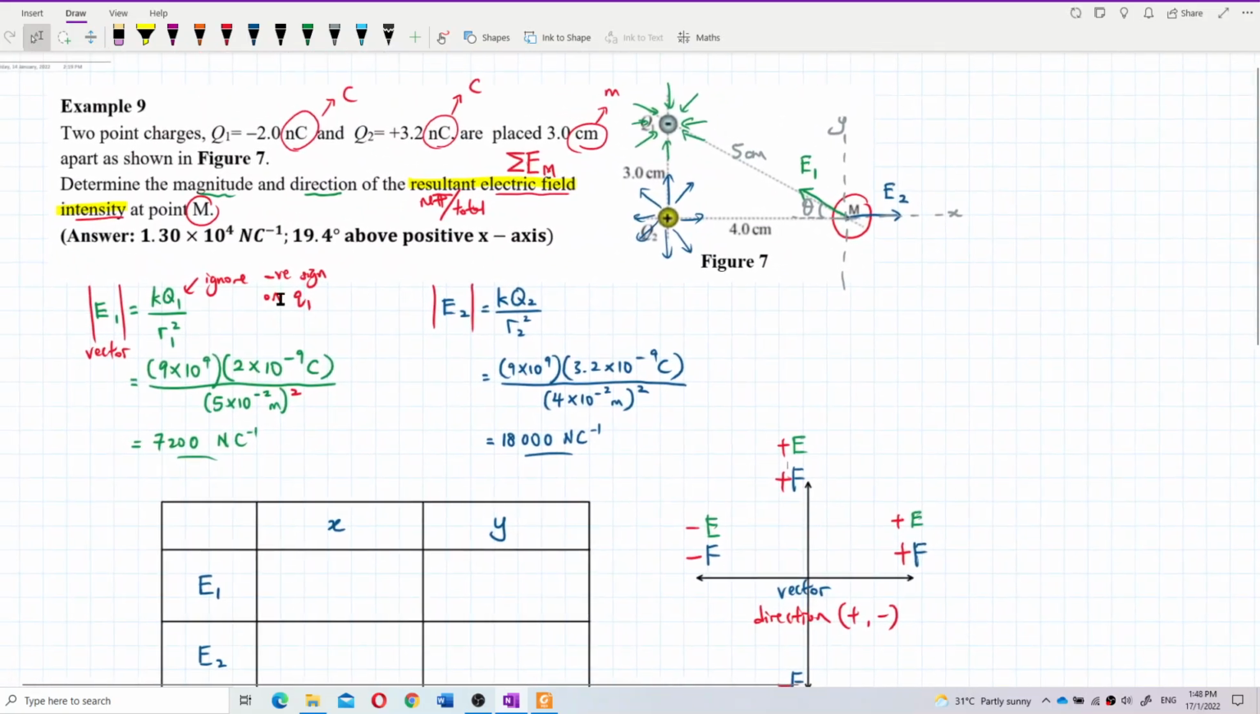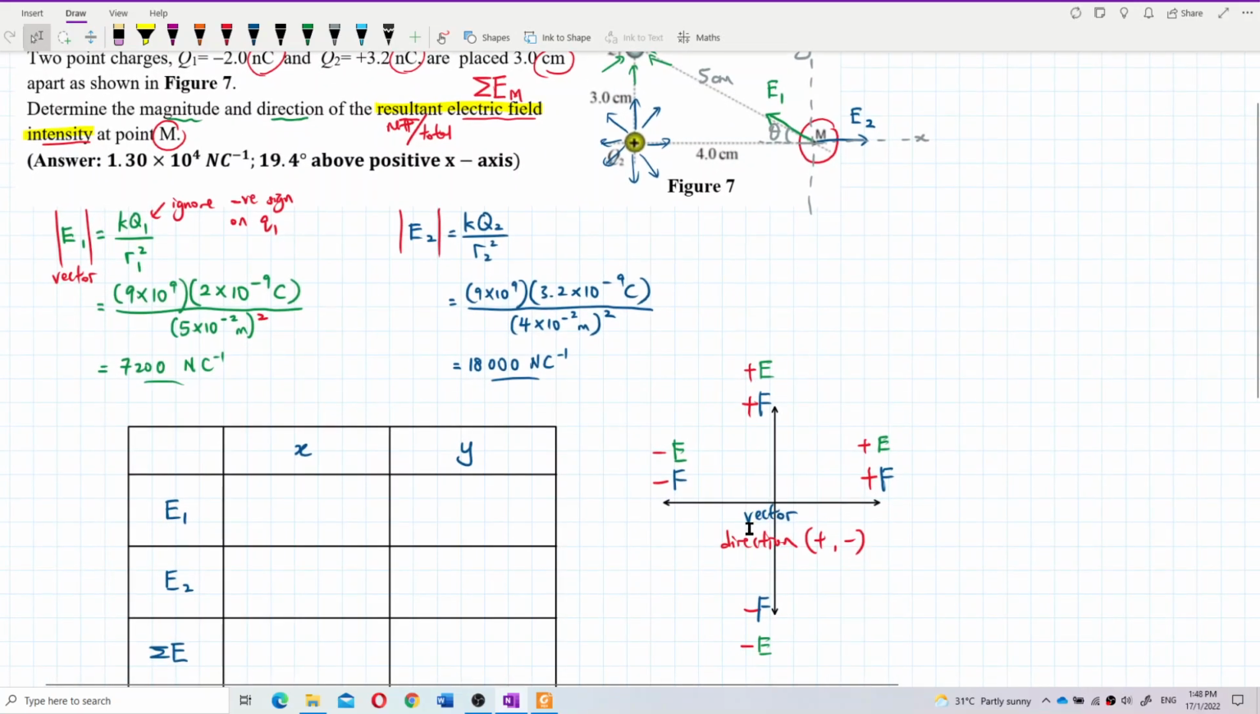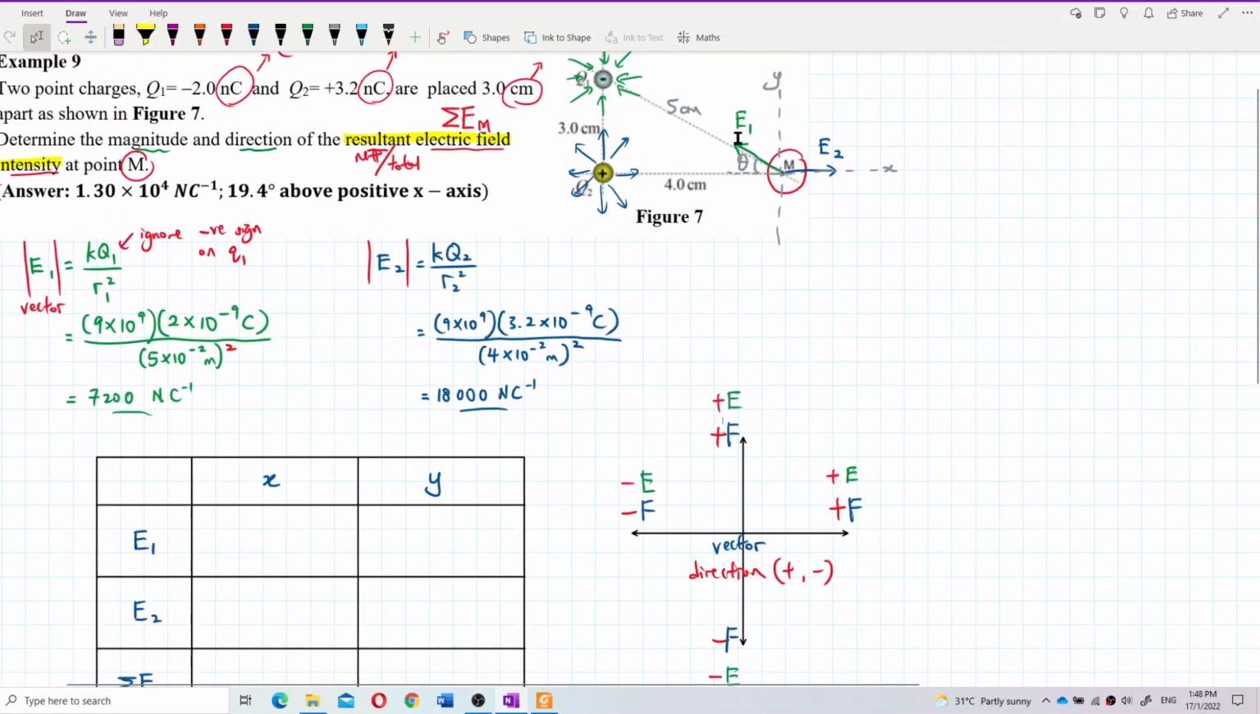Even though we don't include the negative sign of the charge when we calculate the magnitude, when we talk about direction we need to include the negative sign if the direction is going to the left or going downward. You must have positive and negative signs to represent directions. Now talking about E1, E1 is going to the left and going upward. So the x component is negative because it's going to the left.